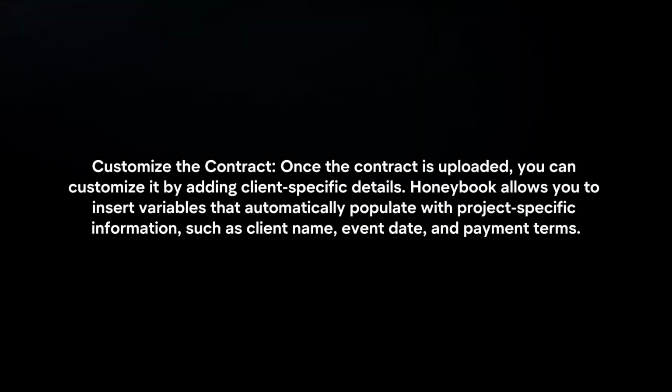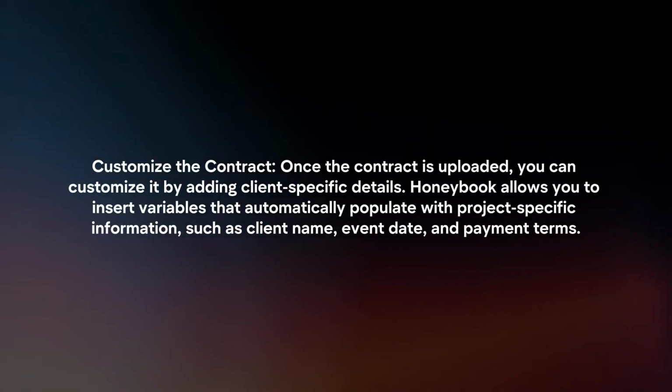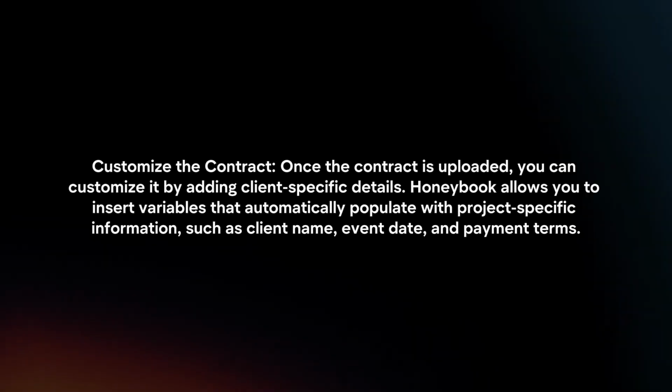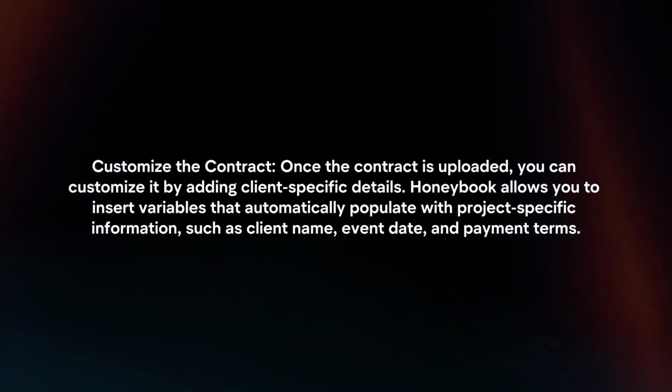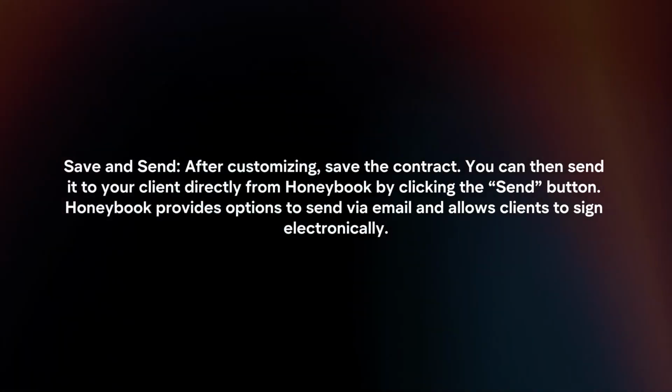Customize the contract. Once the contract is uploaded, you can customize it by adding client-specific details. HoneyBook allows you to insert variables that automatically populate with project-specific information, such as client name, event date, and payment terms. Save and send. After customizing, save the contract.